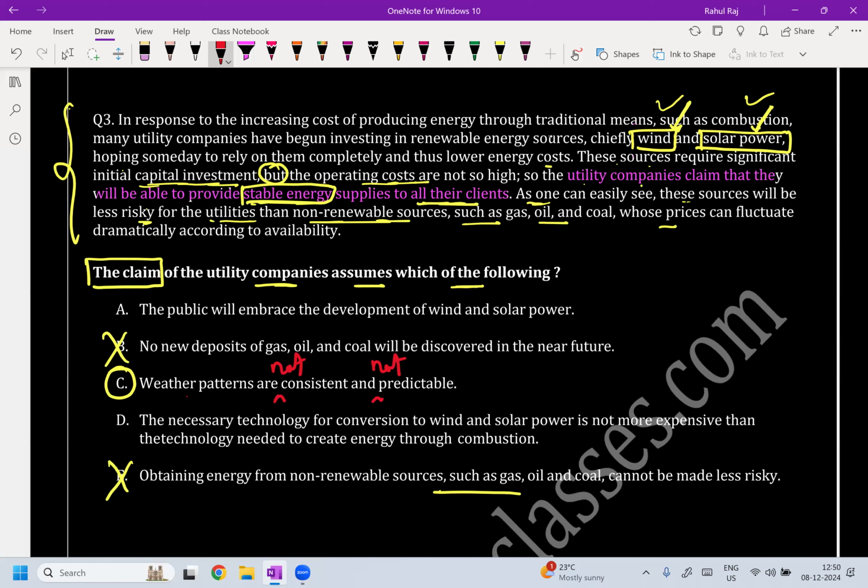So if I say weather patterns are not consistent, it means you cannot predict the weather. There are a lot of resources now to predict the weather. One day before a cyclone is coming, you know what you should do. Everything is very predictable nowadays. But imagine if I say weather patterns are not consistent and not predictable, will you be able to provide a stable source of energy to all their clients?